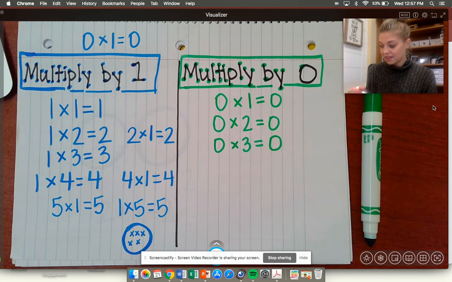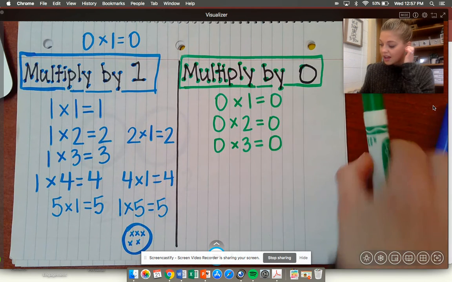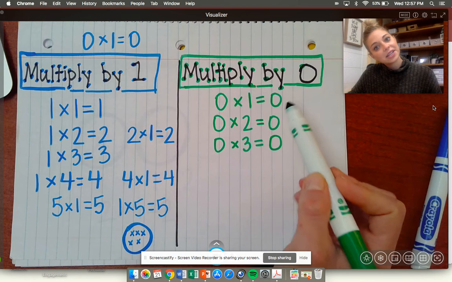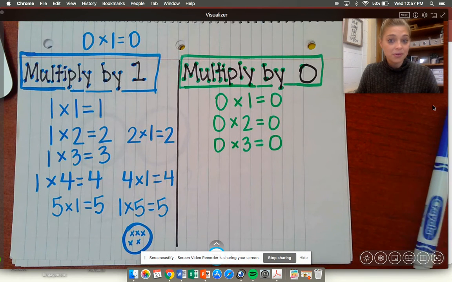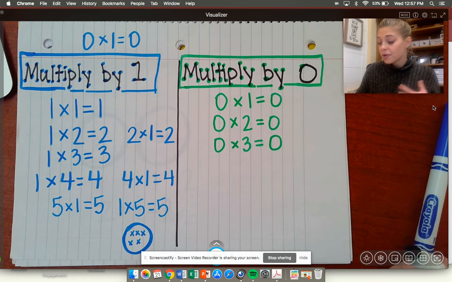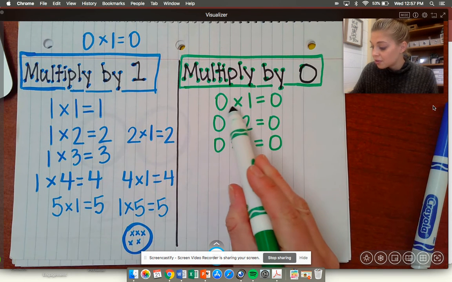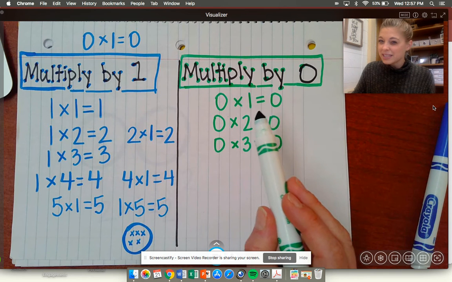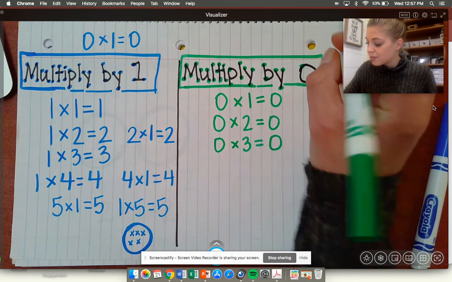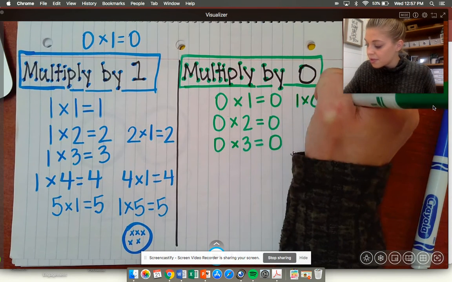So multiplying by 0 is very, very simple. If we do 0 times 1, that's 0. 0 times 2 is also 0. 0 times 3 is 0. And the reason for that is because if you have 0 groups, you don't have any objects to count. So if I have 0 groups of 1, I don't have any groups in the first place. Does that make sense?